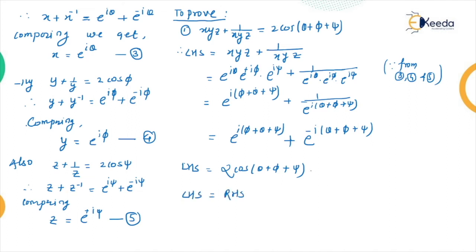This step uses the reference formula: cos theta is e to the power i theta plus e to the power minus i theta divided by 2, which means 2 cos theta becomes e to the power i theta plus e to the power minus i theta. Hence the first, that is number 1, is proved. After proving the first, we have to prove the next.